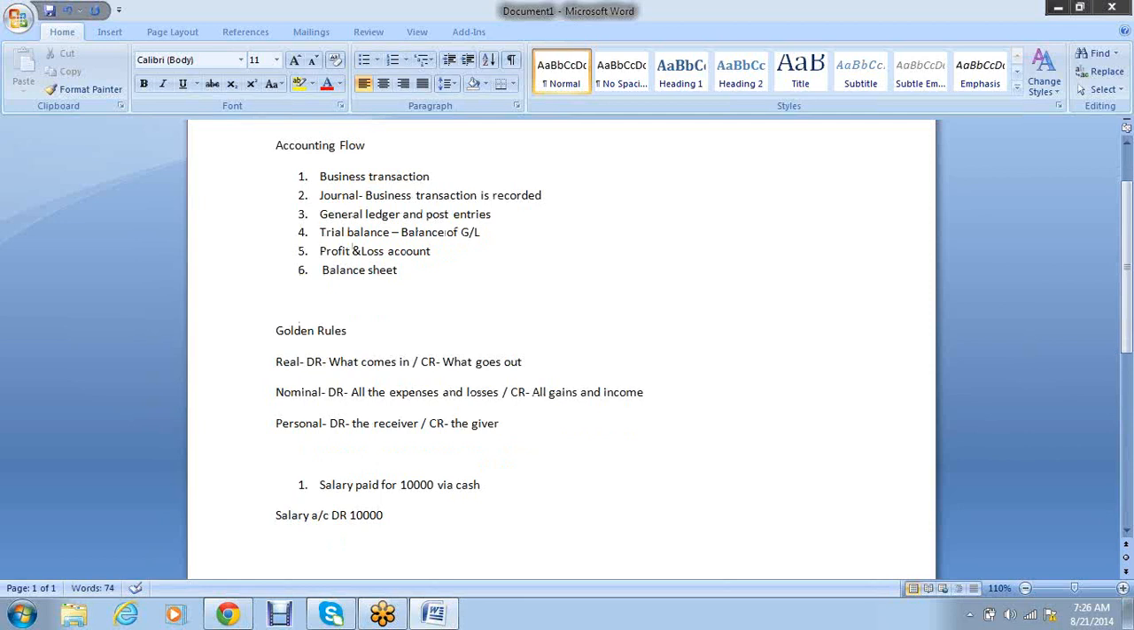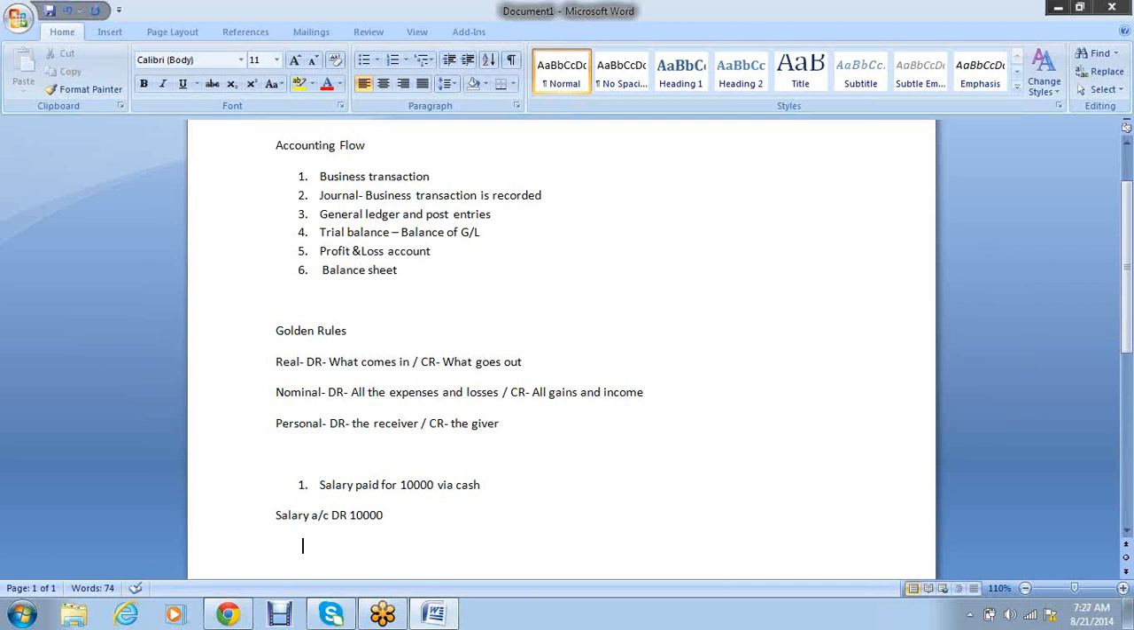Now, I'm paying via cash, correct? So what account will it be, real, nominal or personal? I'm paying salary, so the company has paid the salary. Always think from the perspective of the company. So what will be the entry? It's a debit entry for the company, and credit for the other side.